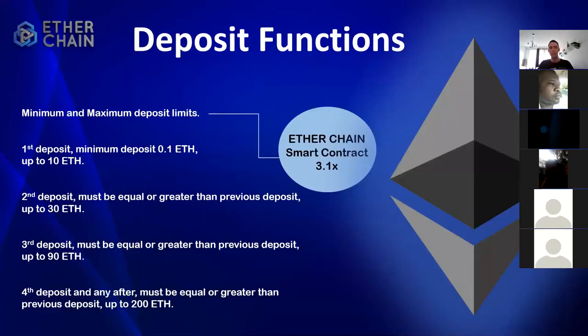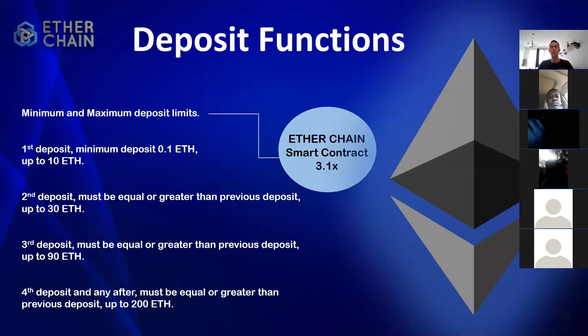Now, let's have a look at the deposit functions. We have a minimum and a maximum deposit limit in order to increase the sustainability of this fund for a long, long, long time. The first deposit, we have a minimum deposit of 0.1 Ethereum and a maximum of 10. Now, your second deposit, what's important to know is that once you made a deposit, you need to receive the full 3.1 limit before you can make a second deposit. Once you have received the full amount, you can now make the second, and that needs to be equal or greater than the previous, and you can deposit up to 30 Ethereum.